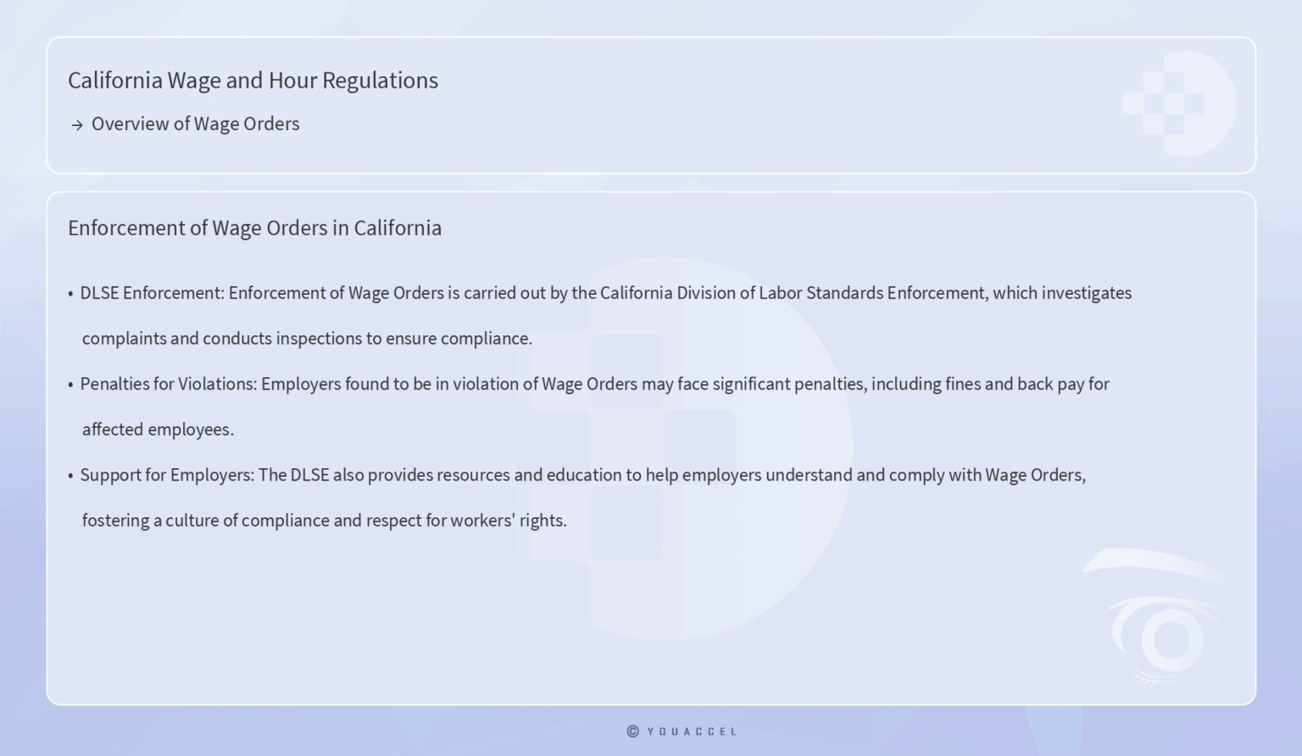Enforcement of wage orders is carried out by the California Division of Labor Standards Enforcement, which investigates complaints and conducts inspections to ensure compliance. Employers found to be in violation of wage orders may face significant penalties, including fines and back pay for affected employees. The DLSE also provides resources and education to help employers understand and comply with wage orders, fostering a culture of compliance and respect for workers' rights.